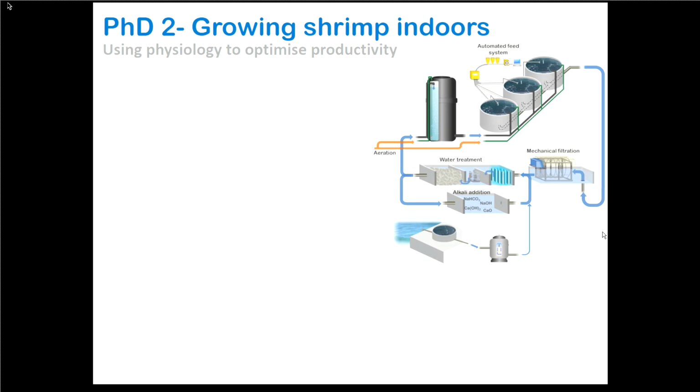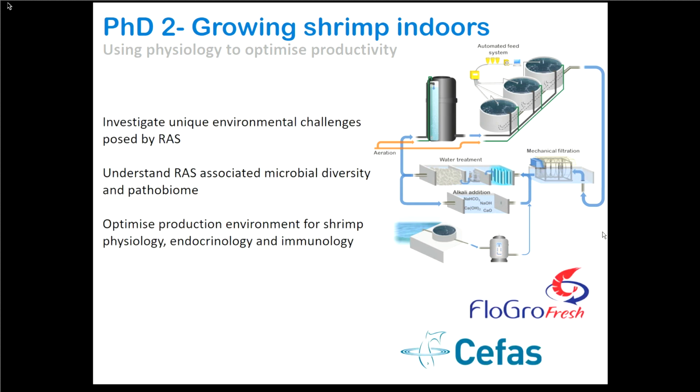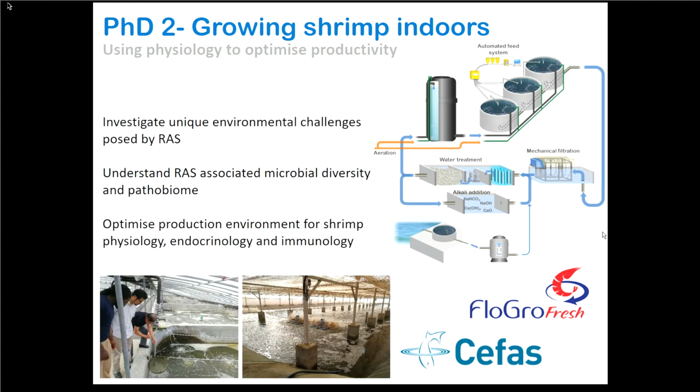So we're looking at how you can optimize the environment to produce shrimp in an RAS, where the physiological data is currently unknown and the environmental conditions are currently unknown. So is a shrimp you take from the pond going to be suited to RAS, or can we optimize the environment and the shrimp species to suit this new environment being established for shrimp productivity?